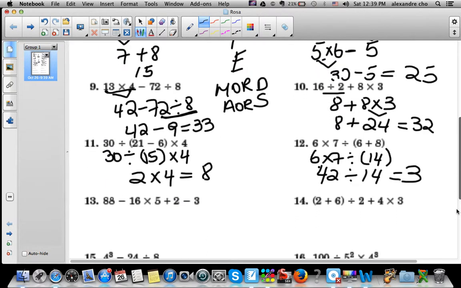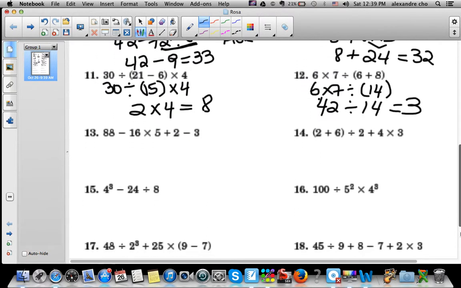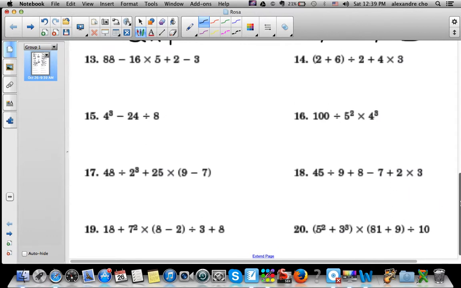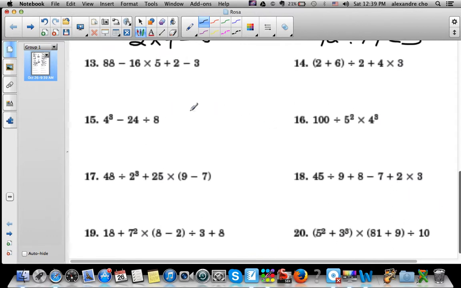Okay? No, there's a little bit more. And right here, 13. No parentheses, no exponents, but there is multiplication. So let's copy 88 and take care of these two guys. 16 times 5 is 80. Plus 2 minus 3. Okay?